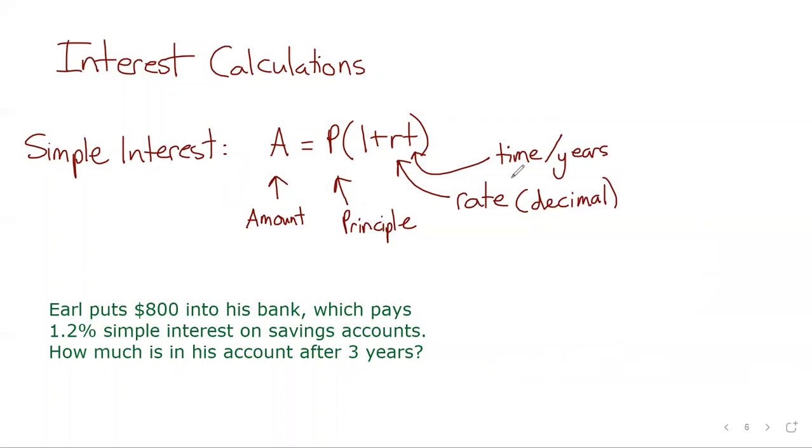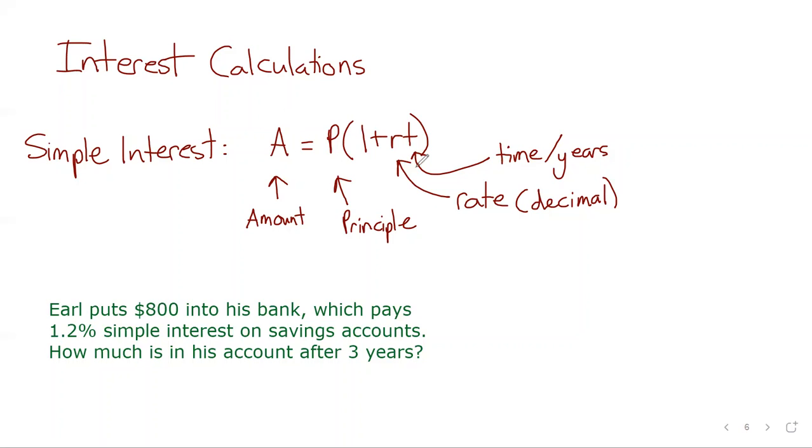But just to define it, simple interest is that each year, or whatever the period is, the bank pays you based on the amount of money you invested in the account. So in this case, let's just read through this question. Earl puts $800 into his bank, which pays 1.2% simple interest on savings accounts. How much is in his account after 3 years? So simple interest means the first year they pay him 1.2% on that 800. The second year, they pay him another 1.2% on that same 800. Third year, they pay him another 1.2% on that same 800.